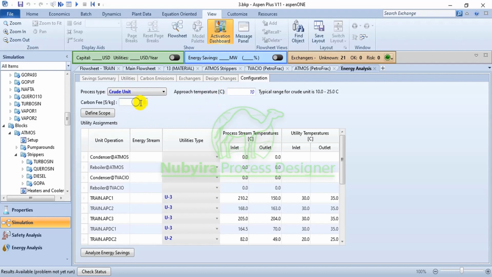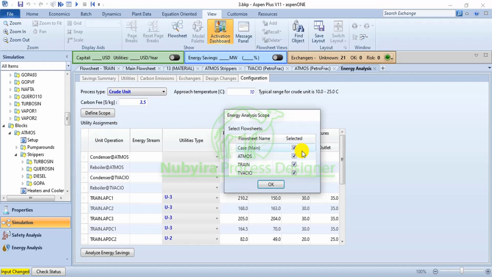Then you calculate the carbon fee if you want to calculate the cost related to the carbon tax for the emission that the process will generate, as a result of the utilities that you are using, or the process generally, if it is emitting carbon, CO2. Then you define the scope, that is the area that you want to analyze. Let me just define it first.